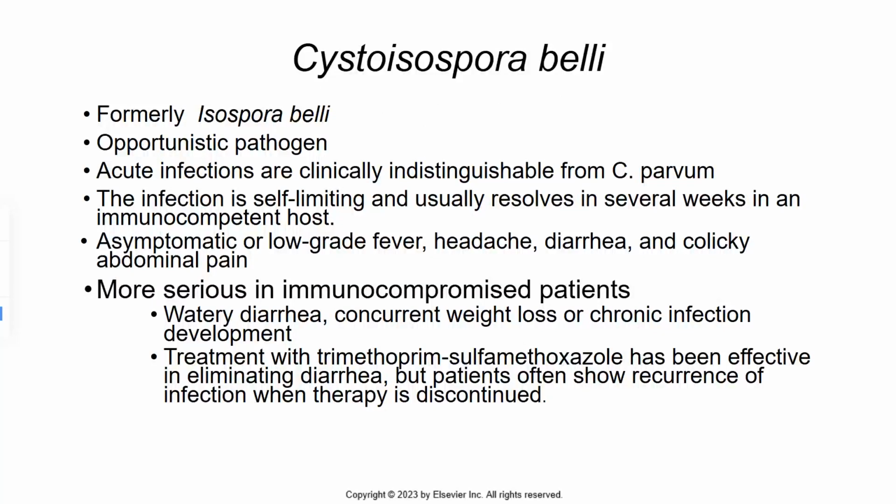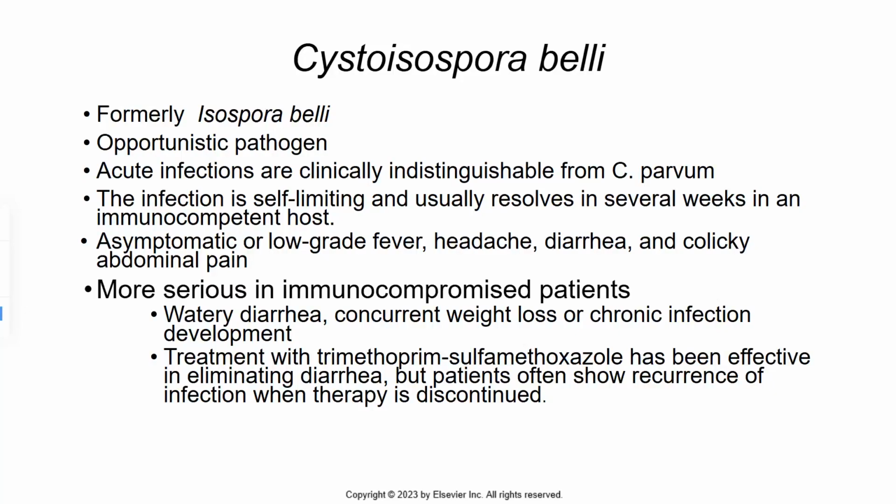And moving on to Cystoisospora belli. So formerly just Isospora. It's an opportunistic pathogen. Acute infections are clinically indistinguishable from Cryptosporidium. The infection is self-limiting, usually resolves in several weeks in an immunocompetent host. Asymptomatic or low-grade fever, headache, diarrhea, and colicky abdominal pain.